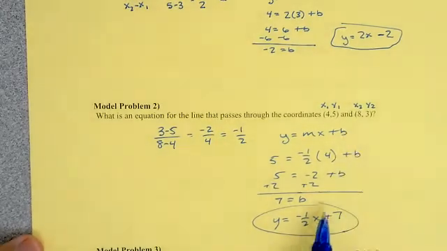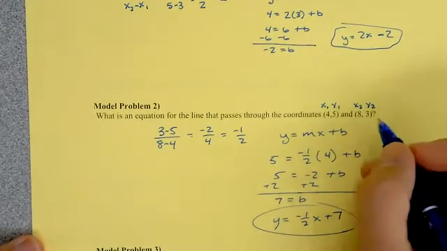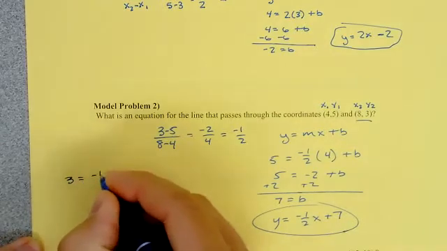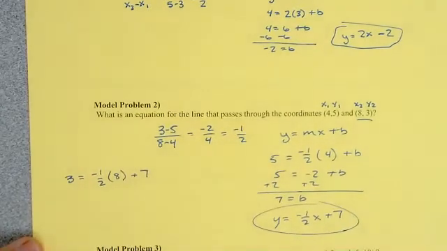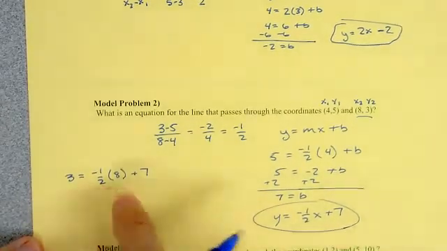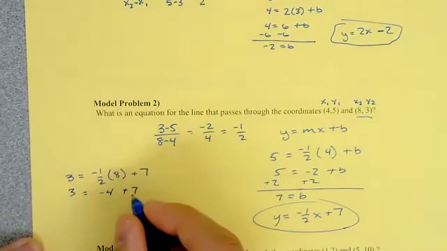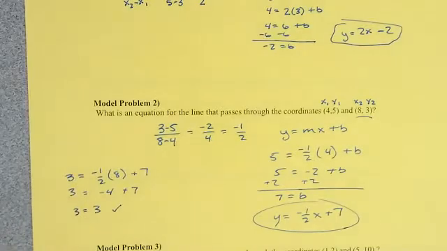Okay, and I could use that other point to check my work, right? If I wanted to make sure that I did it correctly, I could take that other point and plug it in for x and y, just to make sure I did it correctly. -1/2 times 8 would be -4. -4 plus 7 would be a +3. So I get 3 equals 3, so that's what I was looking for, something that obviously equals itself. If I got something like 3 equals 5, obviously it doesn't, so that would be incorrect.